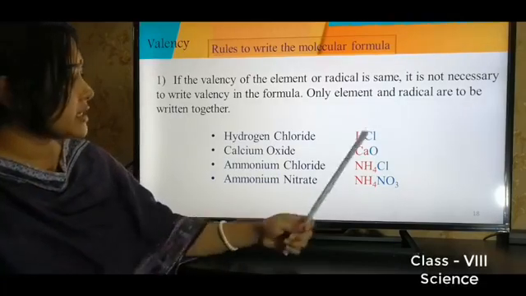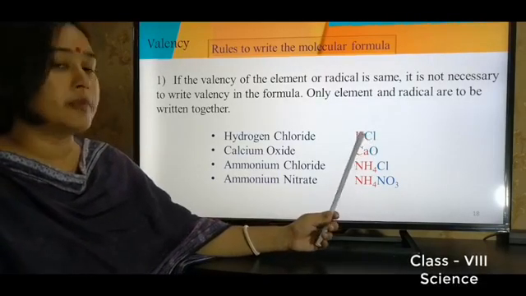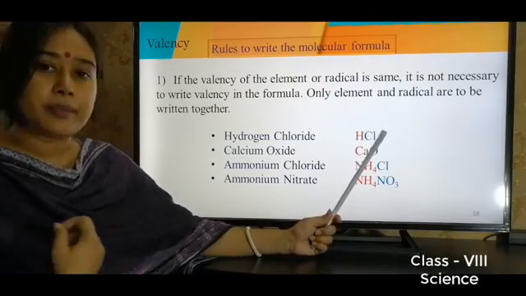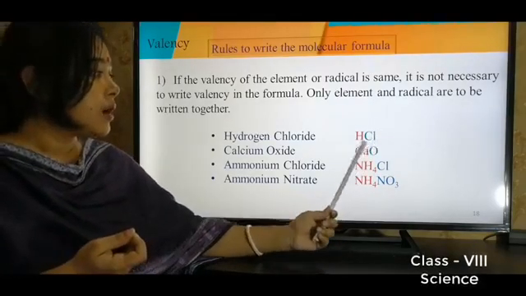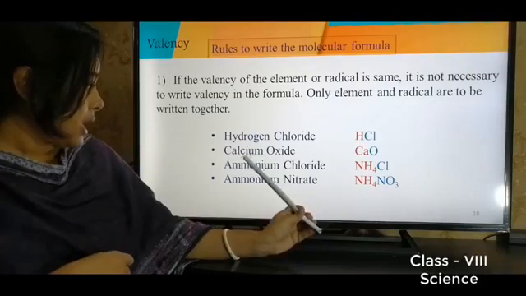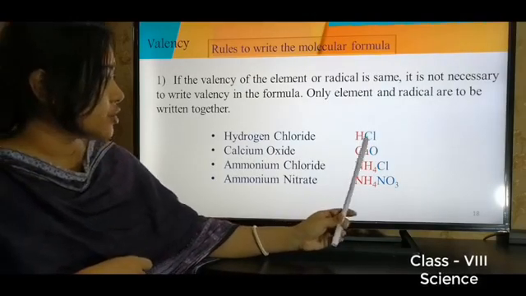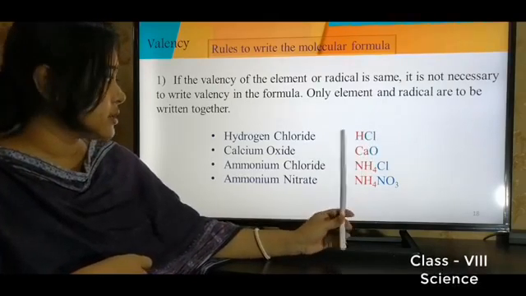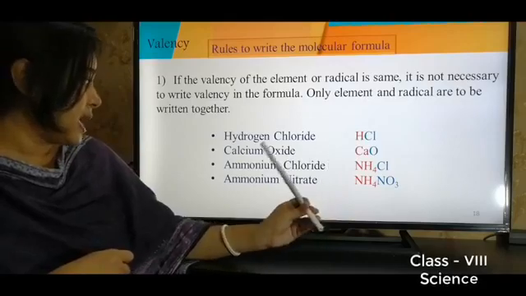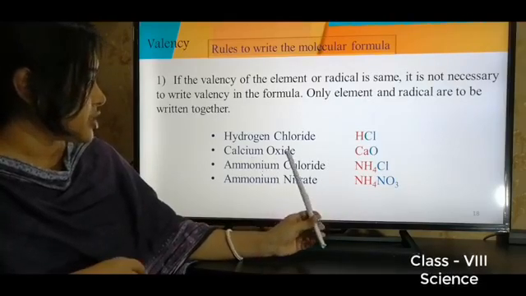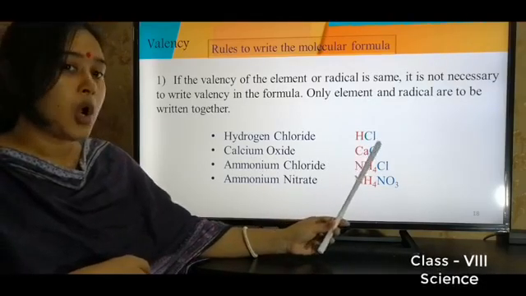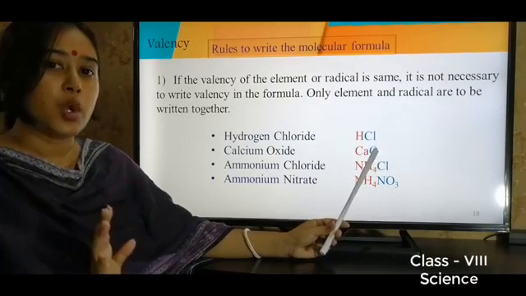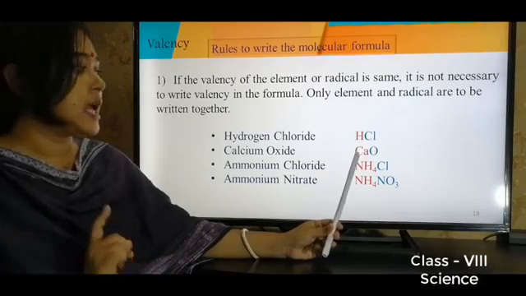Here we have written only the symbol of the element in this formula of the compound. So as we have written hydrochloric acid here, HCl, that is hydrogen chloride. Similarly we can consider calcium oxide, that is CaO. Both calcium and oxygen have valency 2. The valency of calcium and oxygen is the same here.